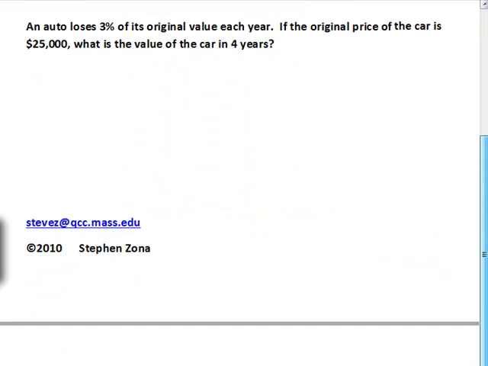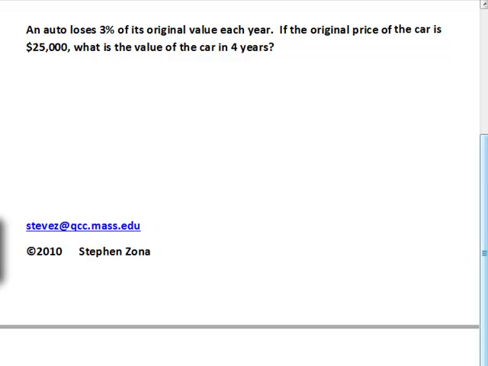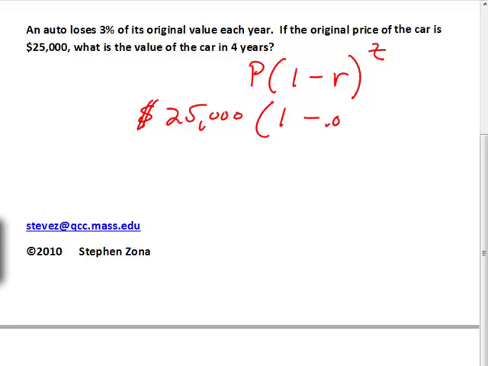Second problem, same setup. Automobile, once you pull it off the lot, your car is worth less and less and less. So, same setup. Principal, 1 minus the rate and then the time, how many years it's been off the lot. So, this car, $25,000, 1 minus your rate, 0.03, and your time, they want to know how much it's going to be worth in 4 years. So, you've got 25,000. 1 minus 0.03 makes it worth 0.97.